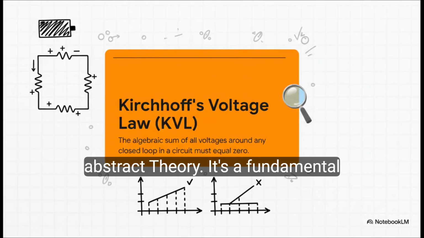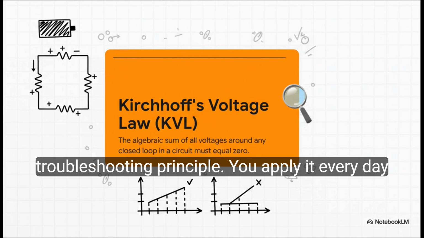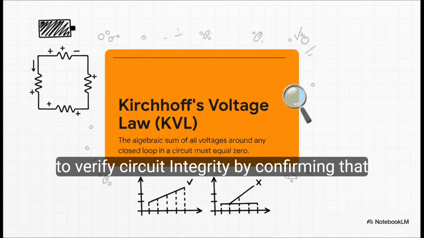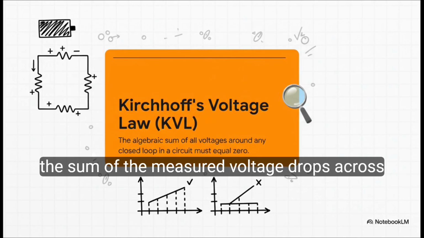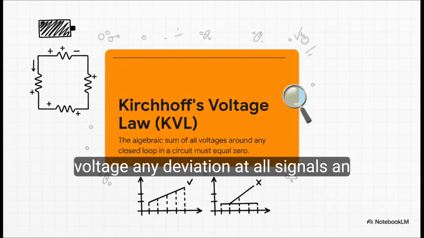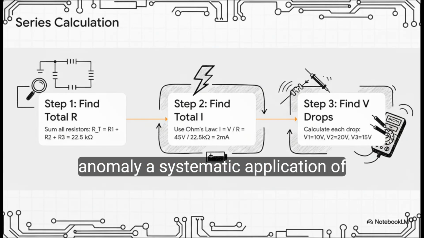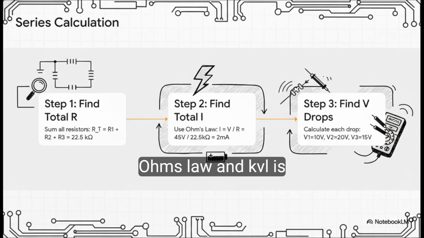KVL is not some abstract theory. It's a fundamental troubleshooting principle. You apply it every day to verify circuit integrity by confirming that the sum of the measured voltage drops across each component equals the source voltage. Any deviation at all signals an anomaly. A systematic application of Ohm's law and KVL is mandatory.